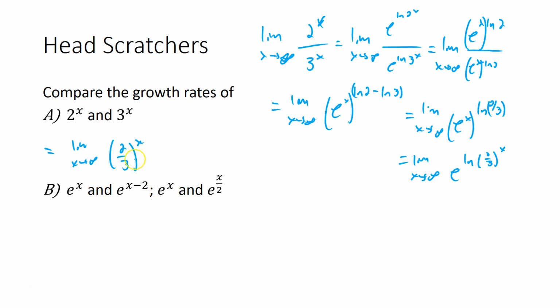Now 2/3 is less than 1. So if you remember your exponential growth and exponential decay from pre-calc, this is going to decay down to 0. So that means that 2 to the x actually grows slower than 3 to the x.